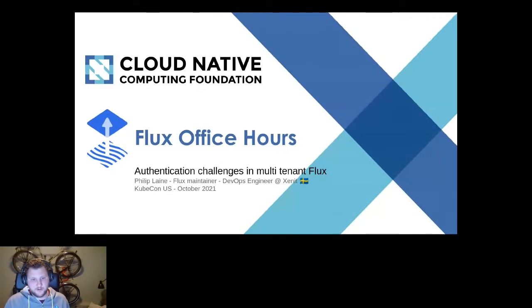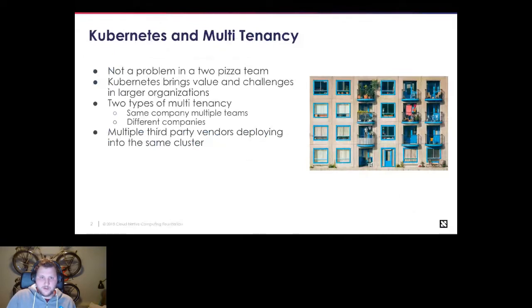What I'm going to talk about today is the authentication challenges with running multi-tenant Kubernetes clusters and having Flux used as the deployment engine in these multi-tenant clusters, and how one could look at the different solutions to these types of problems. So just so that we're all on the same page, let's first try to define multi-tenancy.